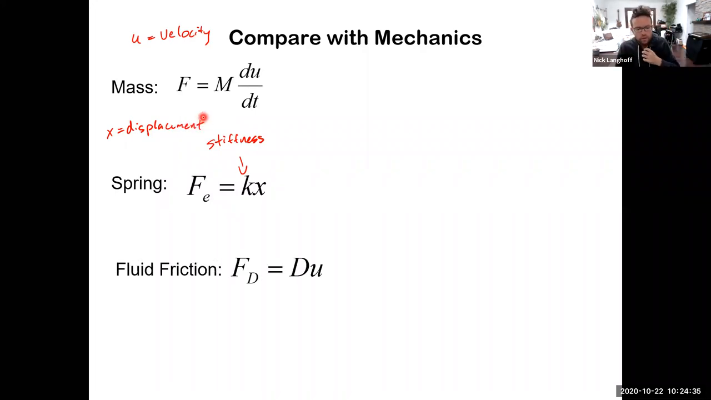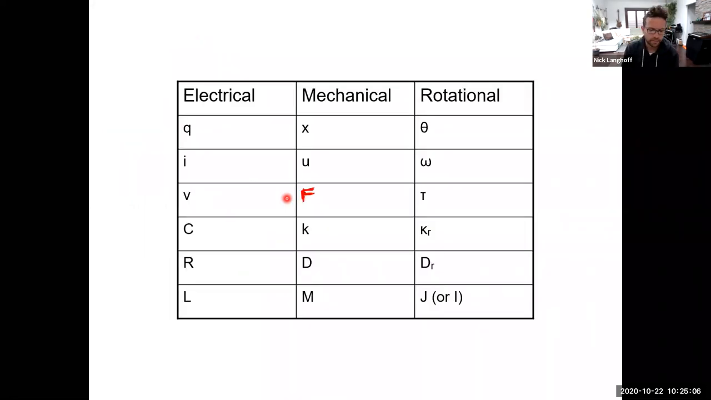Okay, and then also recall that fluid friction provides a force against objects moving through that fluid that is equal to the drag coefficient times the velocity. So it turns out there's a mechanical analogy for electrical systems, or in other words, electrical systems are an analogy of mechanical systems. And so mechanical force is analogous to voltage. Mechanical speed or velocity is analogous to current.